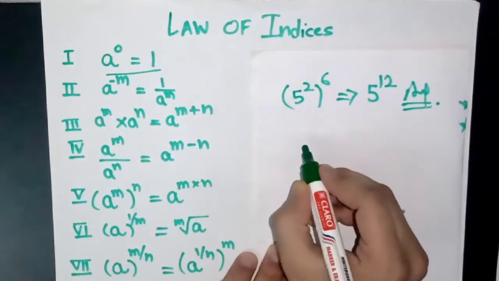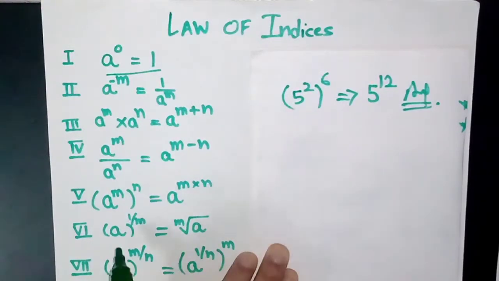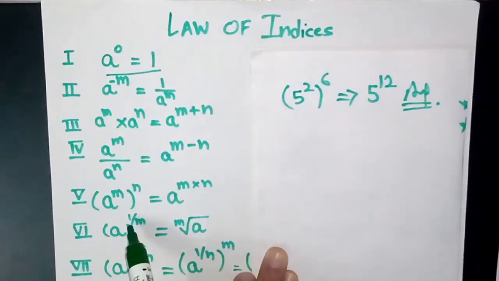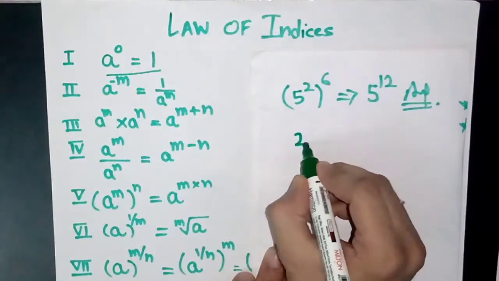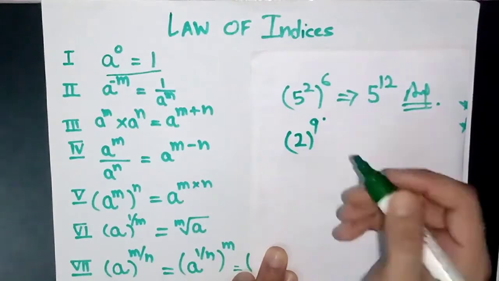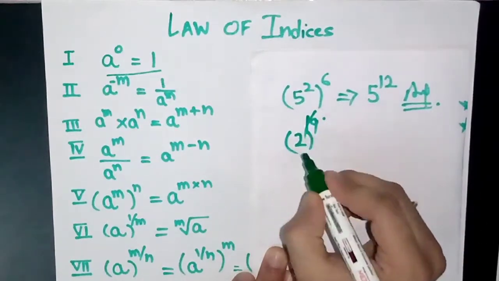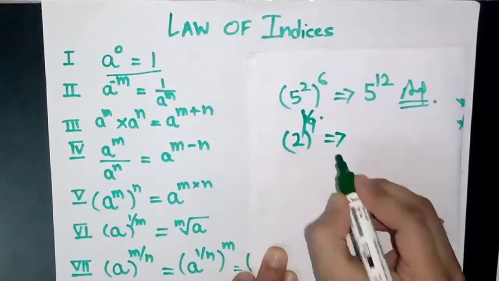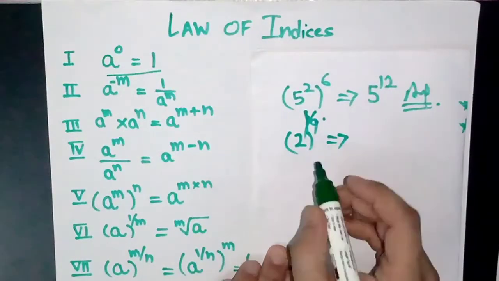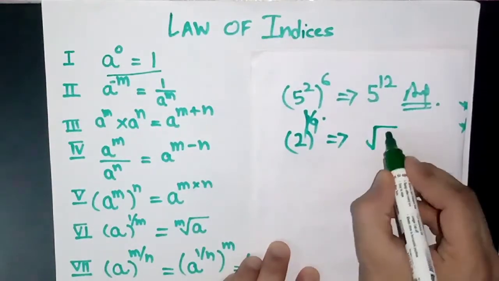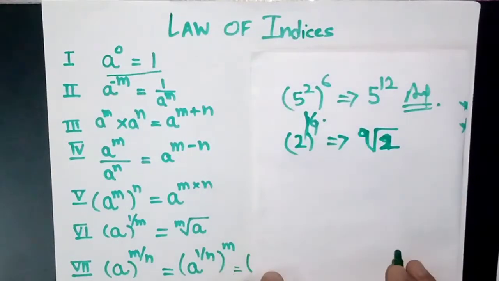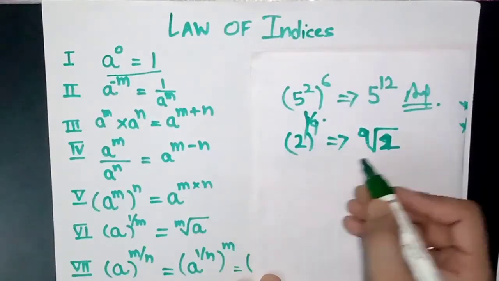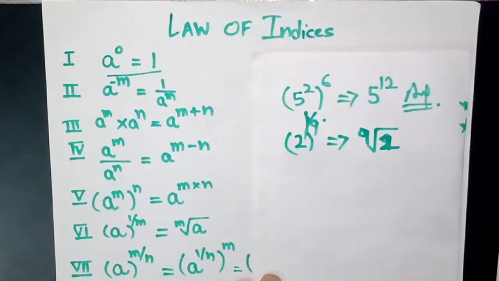If you have something raised to the power 1 by m, it can be written as the m-th root. For example, 2 to the power 1 by 9 is written as the 9th root of 2. Very simple. We'll see a more complex example other than this.